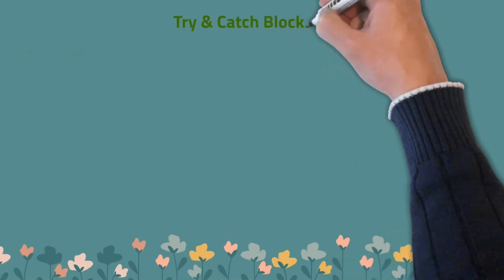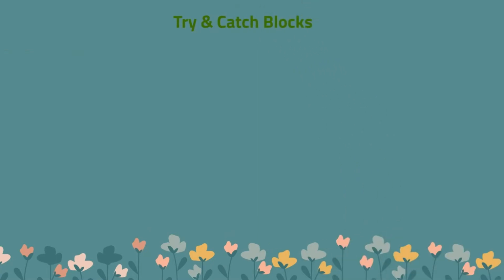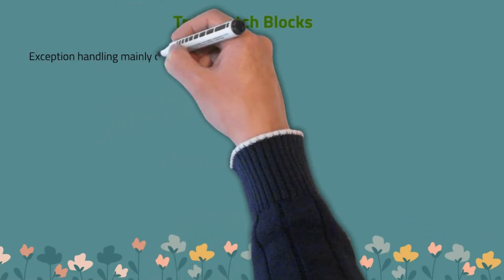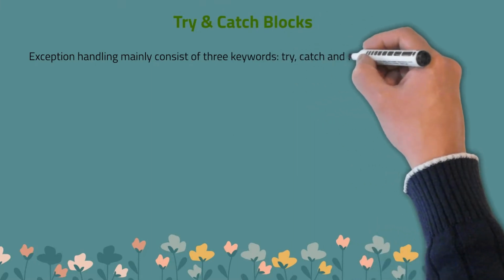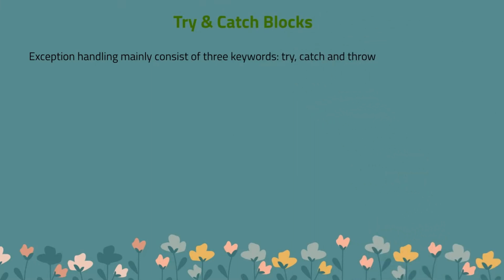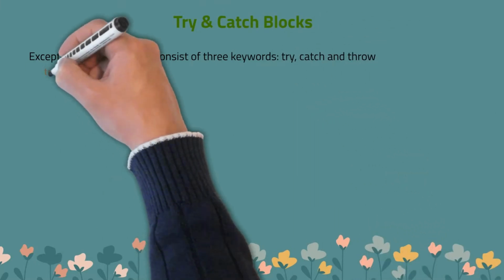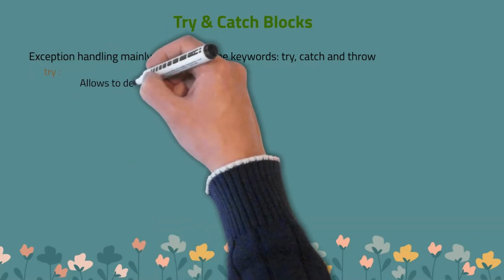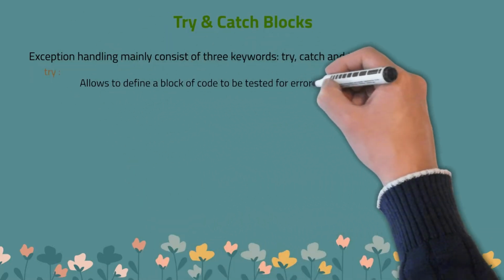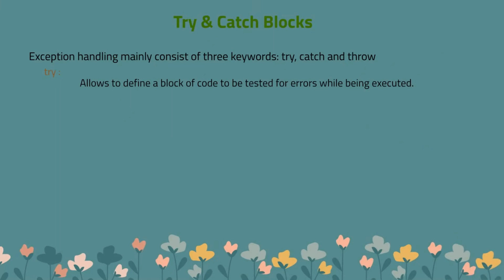We use try-catch blocks to handle exceptions because if exceptions are not handled, it will lead to terminating the program. To handle exceptions, we mainly use three keywords: try, throw, and catch. The try statement allows you to define a block of code to be tested for errors while it is being executed. It is used in scenarios where we expect that a certain piece of code might throw an error due to certain conditions.